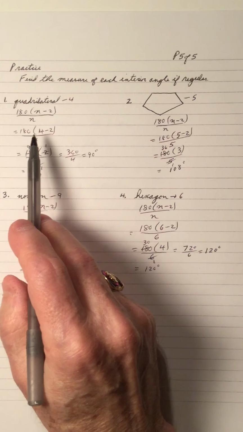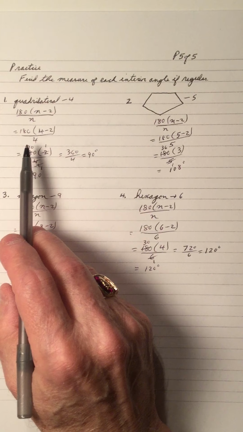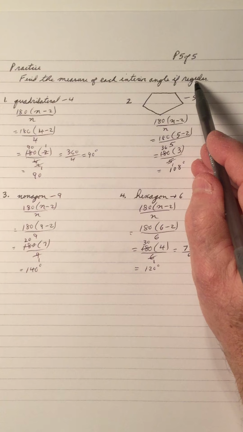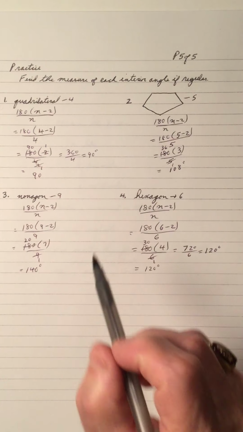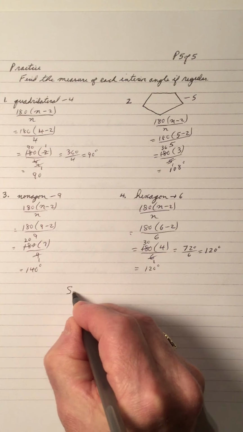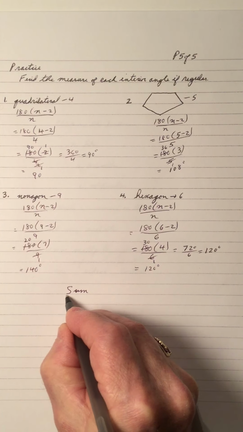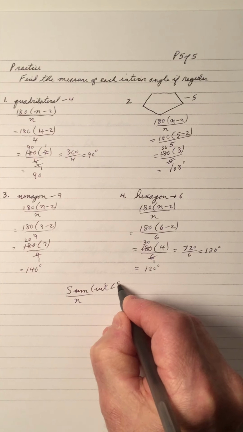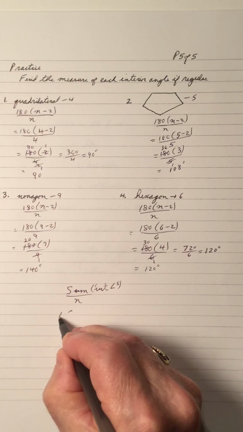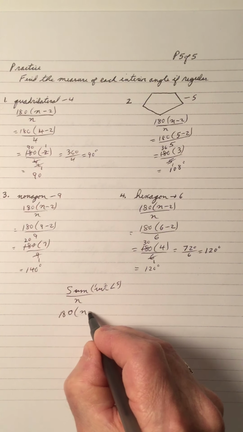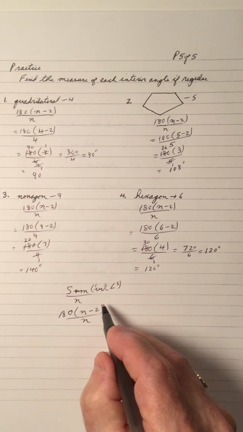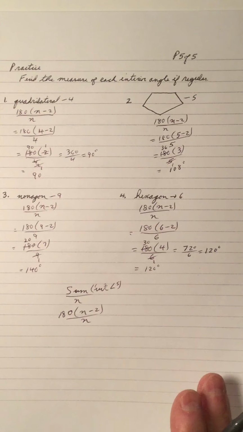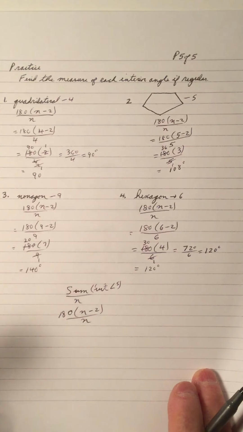So this is how you find the size of each interior angle of any regular polygon. Notice the figure has to be regular. The key word is regular, all the angles are equal. So the formula is the sum divided by the number of angles. That's the sum of the interior angles, which is 180 times (n minus 2), divided by n. So that's the sum of the interior angles divided by the number of angles. Memorize both formulas, and it's easy to work out.